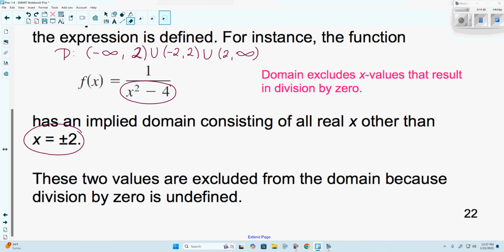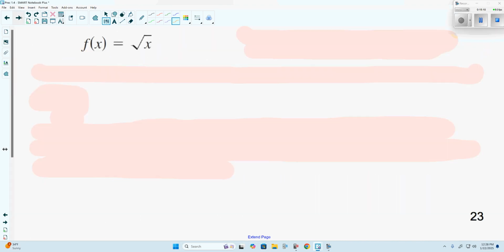Inequalities is not any better to write this, because we have to write all 3 as inequalities. As an inequality statement, we'd have x is less than negative 2, and negative 2 is less than x is less than 2, and x is greater than 2. We almost have to have 3 separate statements for this here. But essentially the domain is all real numbers except for 2 and negative 2.